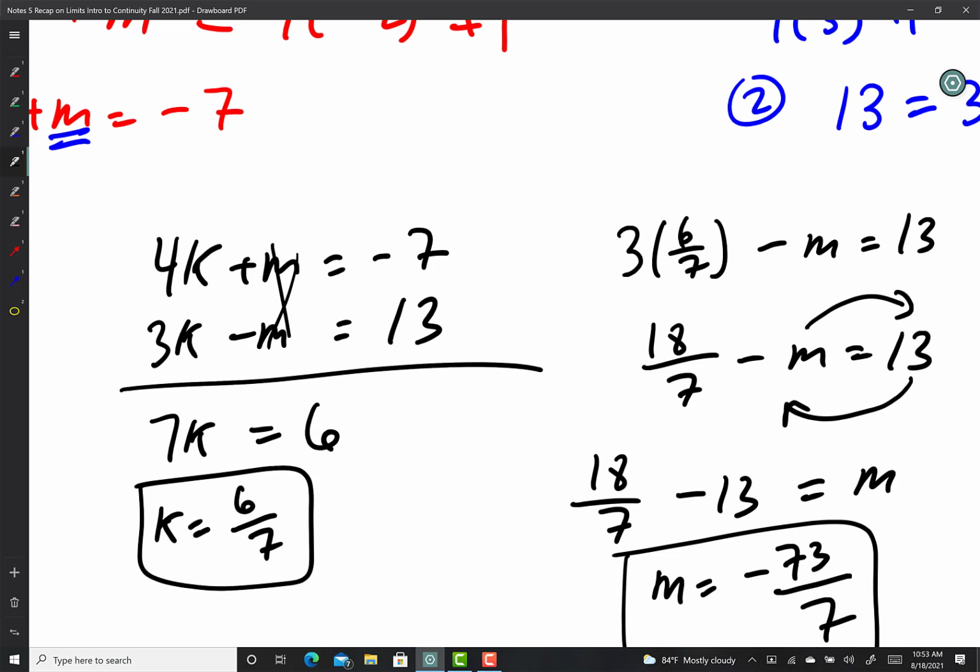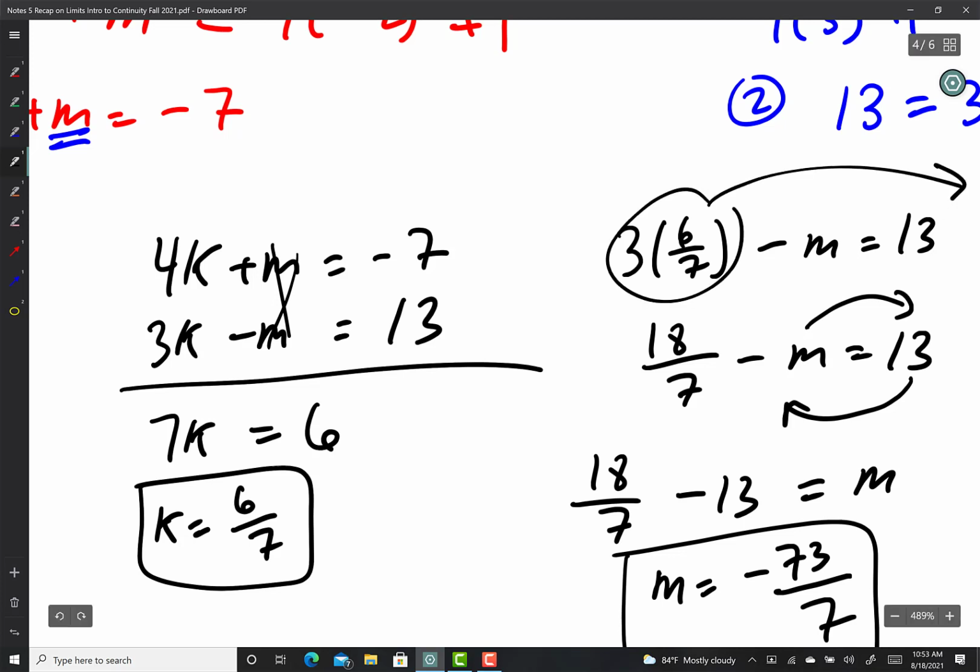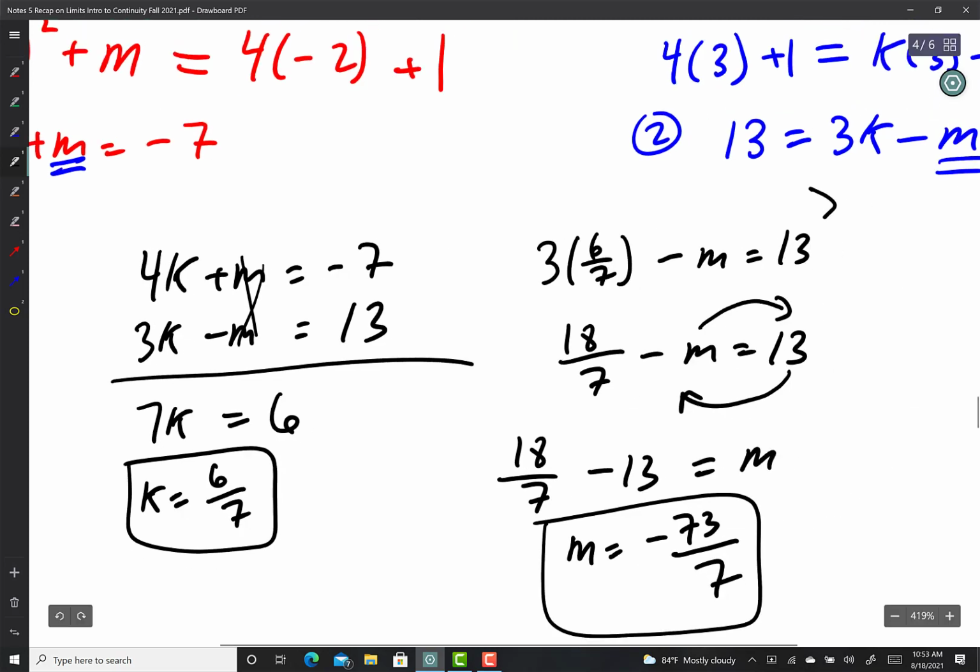I mean, I could have moved this to the other side, but then I had to divide by negative 1. I didn't want that. Yes. Yeah, go ahead. I thought it was easier. The algebra is what's gonna hurt us, I think.